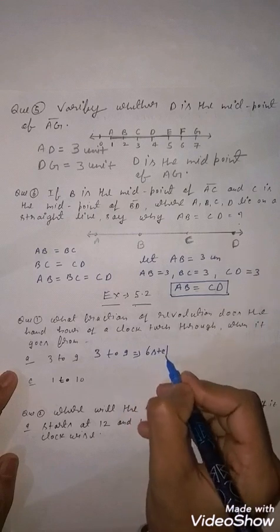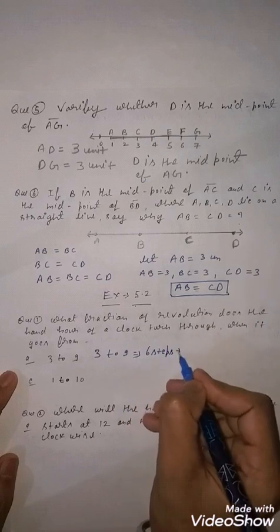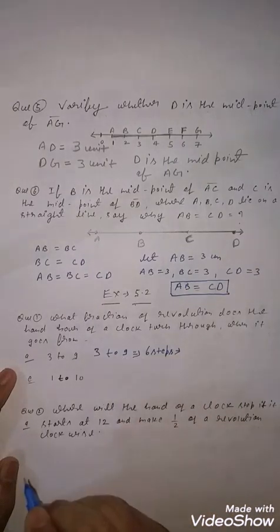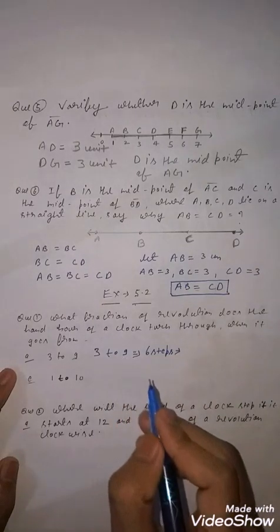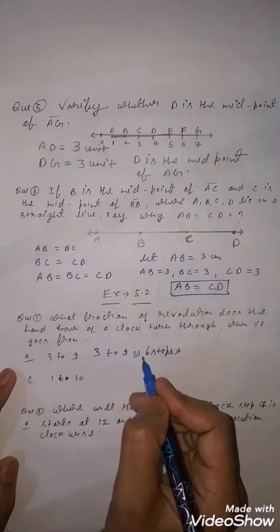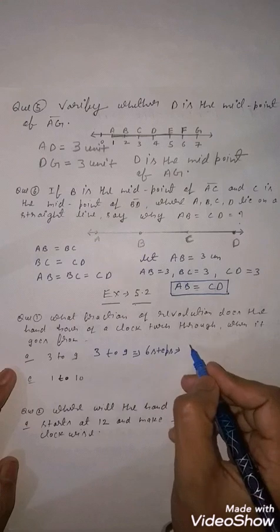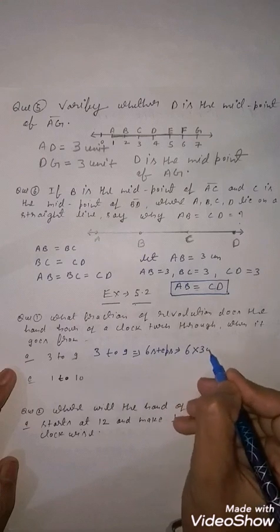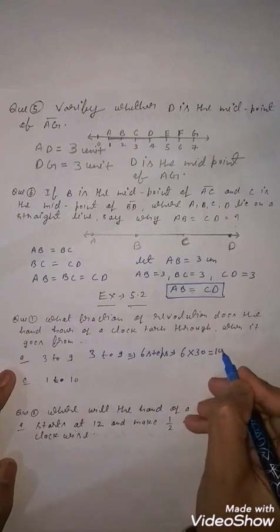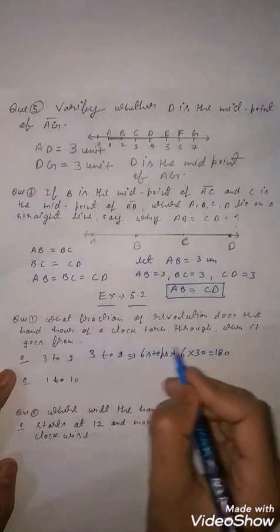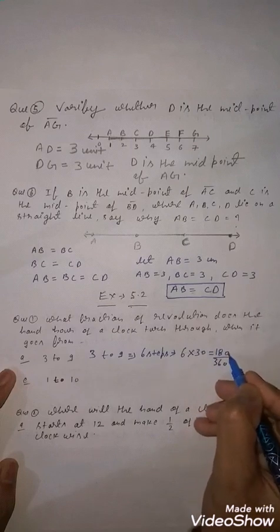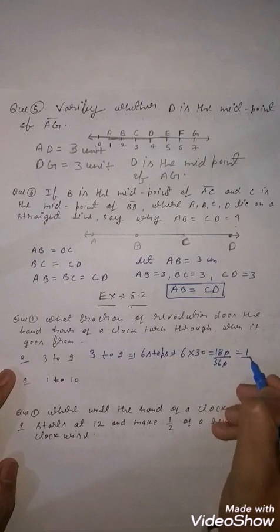Clear, students? Yesterday in the previous video also I explained that one step consists of 30 degrees. Clear, students? It means the angle between two numbers, like 1 and 2, is 30 degrees, 2 and 3 is 30 degrees. So for 6 steps, the total angle will be 6 multiplied by what? 30 degrees. Clear, students? And this will be equal to what? 180 degrees. And you have to find out the revolution. So 180 divided by what? Total revolution. So this will come 1 upon 2.